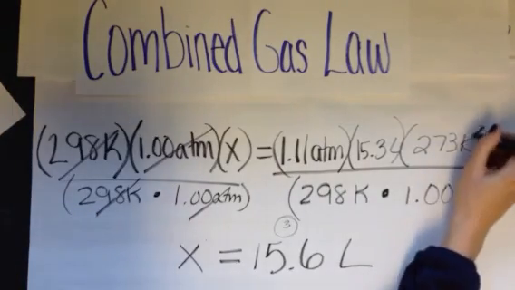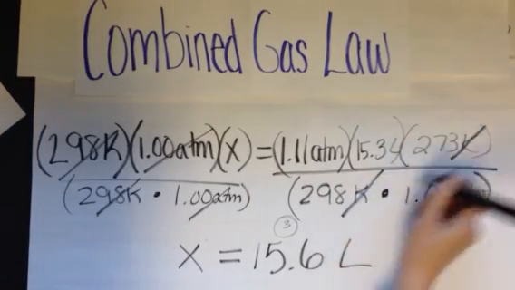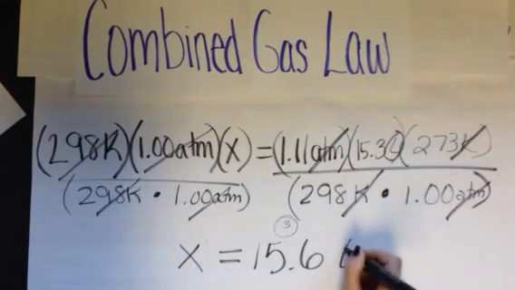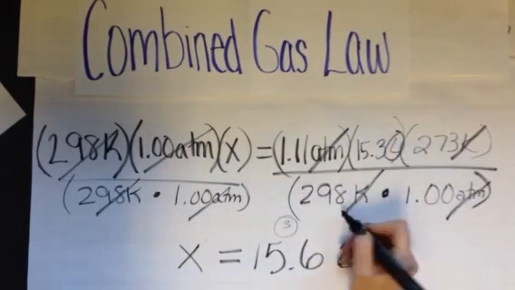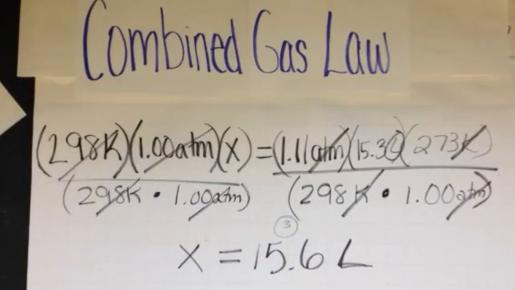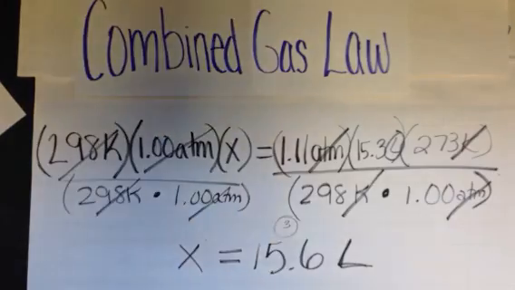Now let's make sure we see the units cancel out, K and K, atm and atm. Liters is left over. That's why I have liters. If these units don't cancel out, something is wrong. So please make sure and check your units all cancel out. And that's how you do combined gas law.